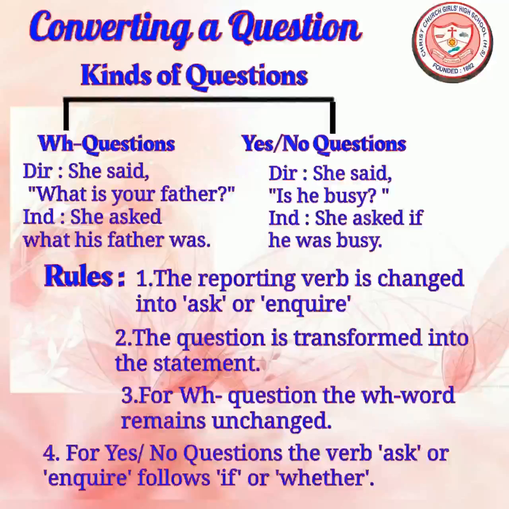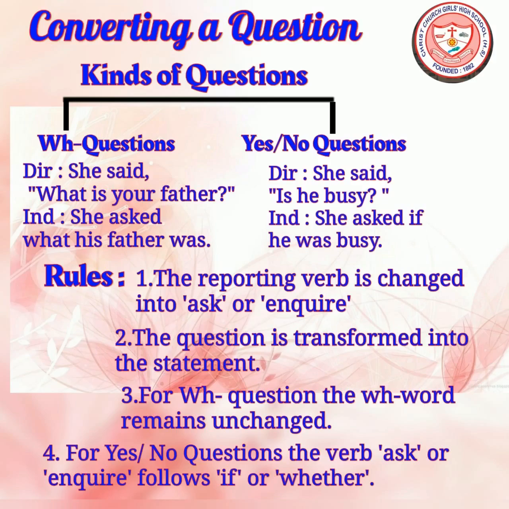Girls, by now you know that there are two kinds of questions. WH questions, the questions that start with a WH word, and yes-no questions, questions that start with auxiliary verbs. Now, let's see how the transformation of narration takes place for a question. First, let's take an example. In direct speech, we will say, "She said, 'What is your father?'" And it is changed into indirect speech: "She asked what his father was."